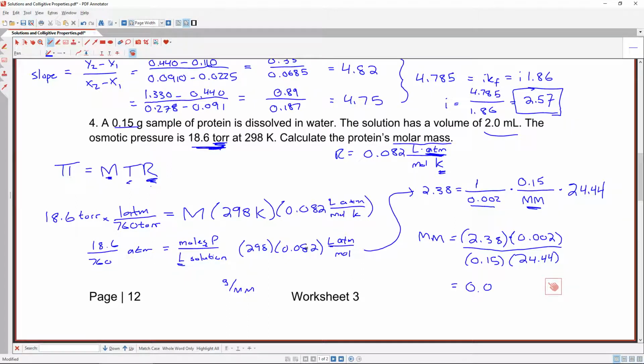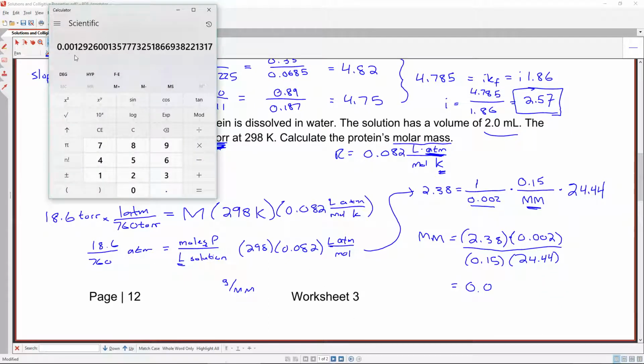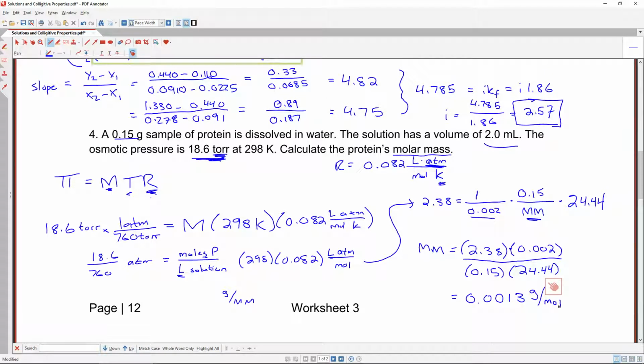Okay. Trust in the numbers. Right? So 0.0013 grams per mole. There we go.